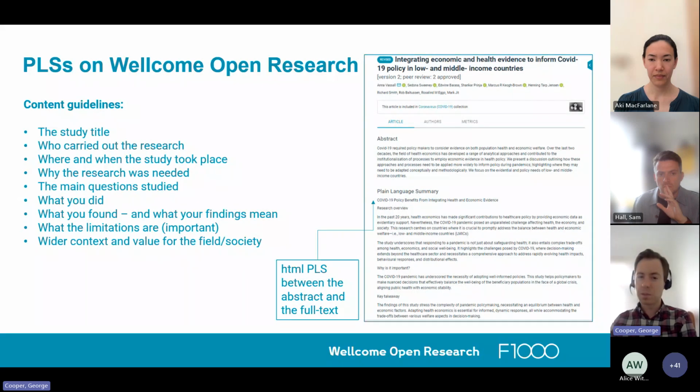And that's often something that's not really addressed so much in an abstract front and center. It should be central in a plain language summary.